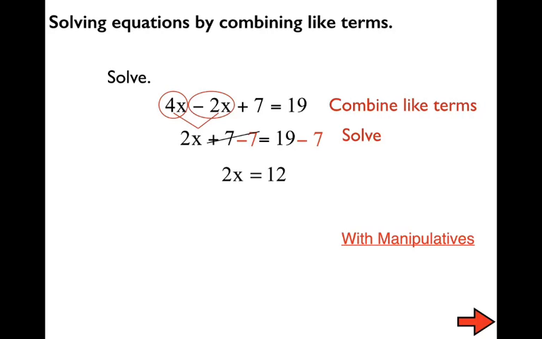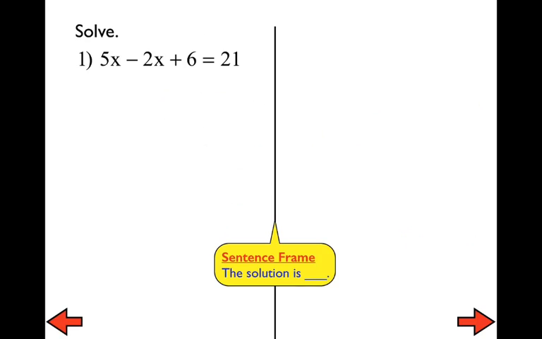We're now left with a one-step equation. 2x equals 12. The inverse operation to multiplying by 2 is to divide by 2. And we do that, and we get a solution of x equals 6. All right, number 1. Pause this video, and you try number 1.